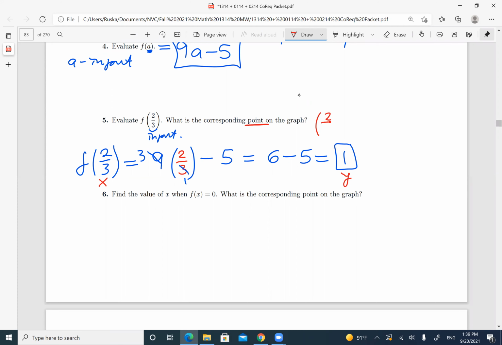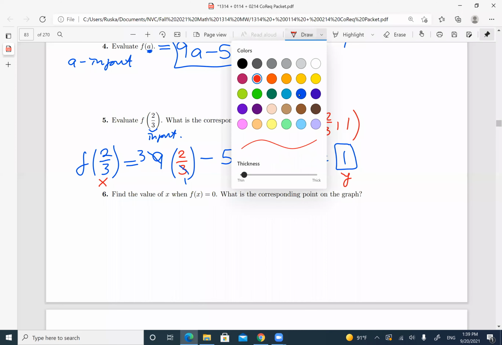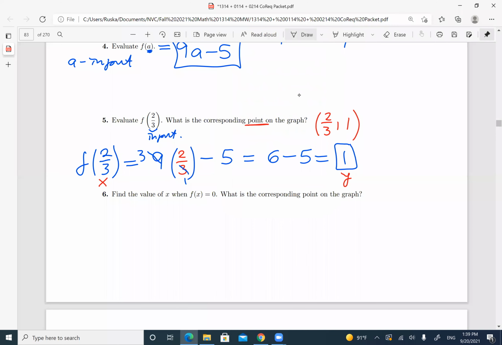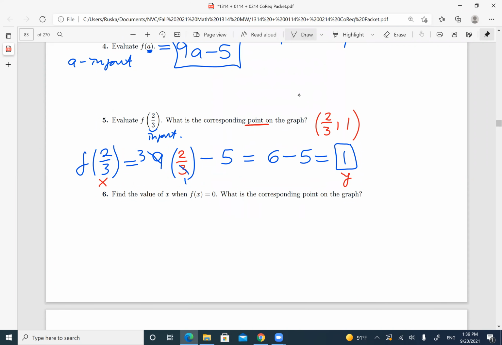2/3 and 1. Comma 1. That's right. Good job. So finding the output, and having output and input is going to help me with finding the point. Okay, everybody understand that? And number 6, the same way, you're solving it. Okay, so we got that.